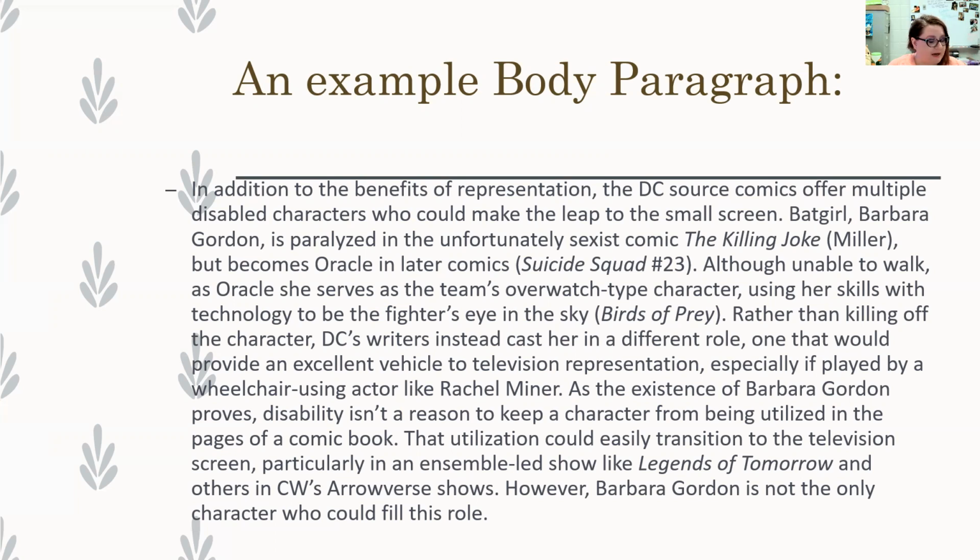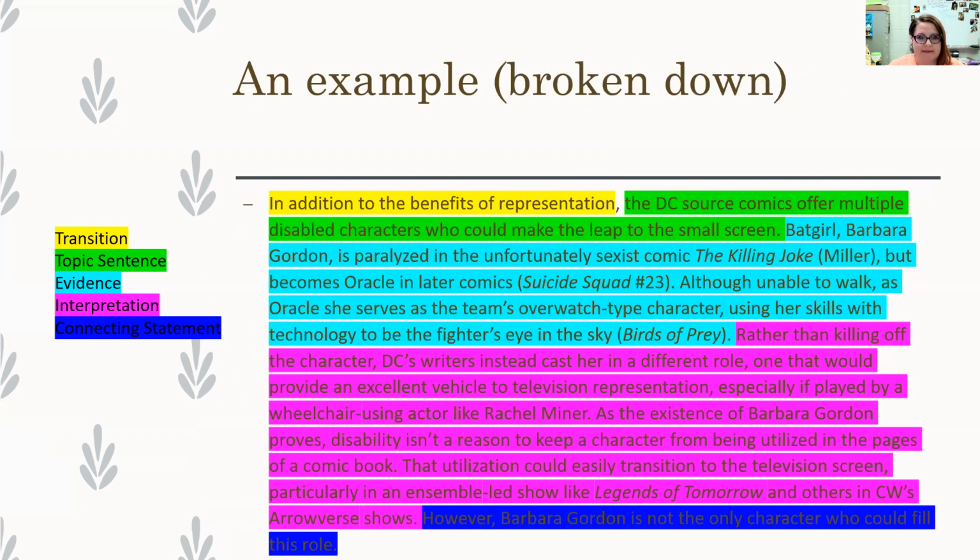Okay, so you should have paused and now you are ready to see if you were right. So here I have it highlighted. The transition is that first, "in addition to the benefits of representation." That signals to my readers that the paragraph before this is probably talking about the benefits of representation. So this is showing how it's connected. And the topic sentence says that here, I'm going to be presenting DC comic characters with disabilities. My evidence is Barbara Gordon's background in the 3 comics that I'm citing here.